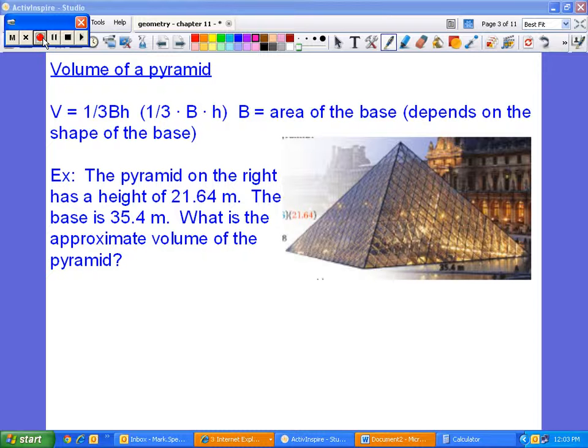Alright, so here's our problem. This is actually a picture of a pyramid that sits outside the Louvre Museum in Paris. It is an entrance to the museum. So you can see it's the height. The height is 21.64 meters. The base is 35.4 meters, or one side of the base is 35.4 meters.